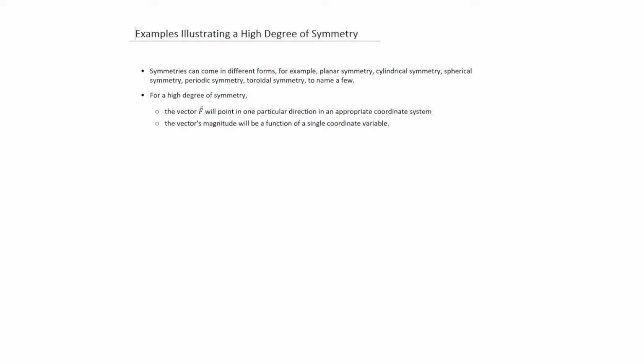So in effect, you have already established, in part, a symmetry in the problem. Like I said, there are many types of symmetries, but these are the ones that we're primarily interested in. So for a high degree of symmetry, and these are the problems that we're going to be looking at, the vector F will point in one particular direction in an appropriate coordinate system. For instance, if we're dealing with cylindrical coordinates, we talk about a radial direction. And so the field could be pointing in the radial direction, or in the z direction, or in the theta hat direction. So if you can find the right coordinate system, the field will only be pointing in the direction of one of the basis vectors.